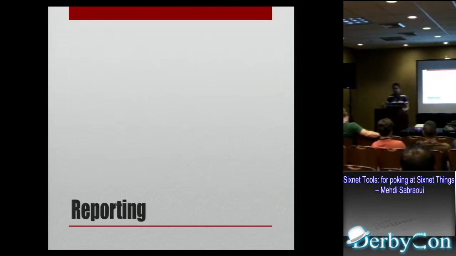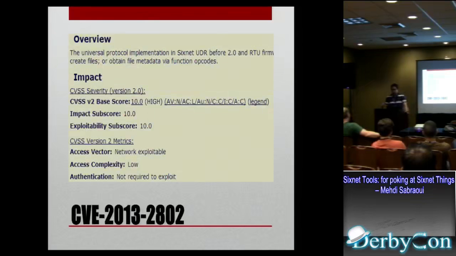So after messing around, after developing the tools, after finding these undocumented function codes, we submitted it to ICS-CERT because we're in this for good, after all. They sent it off to Sixnet to verify. ICS-CERT gave it a CVE with a bunch of scary numbers you can probably see up there.